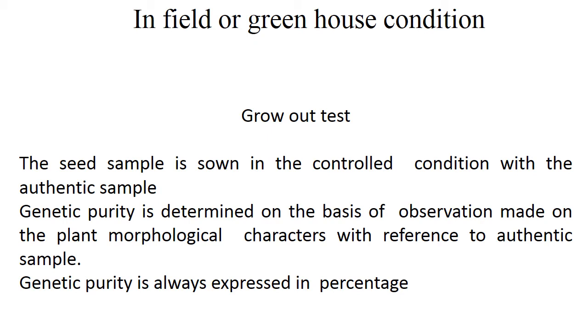In field or greenhouse conditions, how is the growout test conducted? First, the seed sample is sown in controlled conditions along with the authentic sample. Then genetic purity is determined on the basis of observations made on the plant morphological characters with reference to the authentic sample. The genetic purity is always expressed as a percentage.